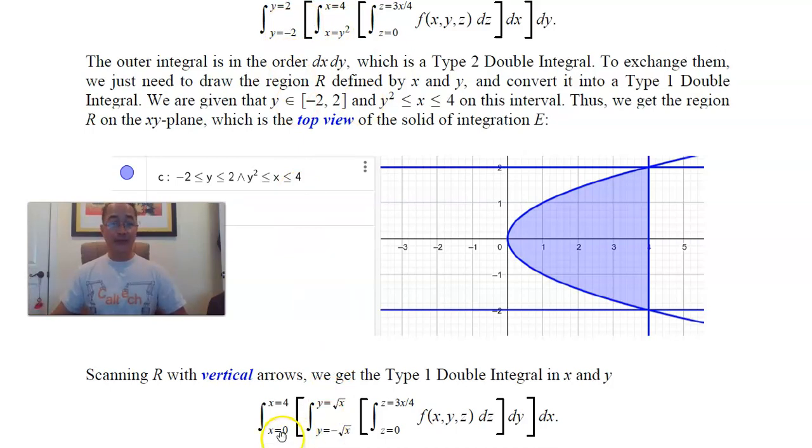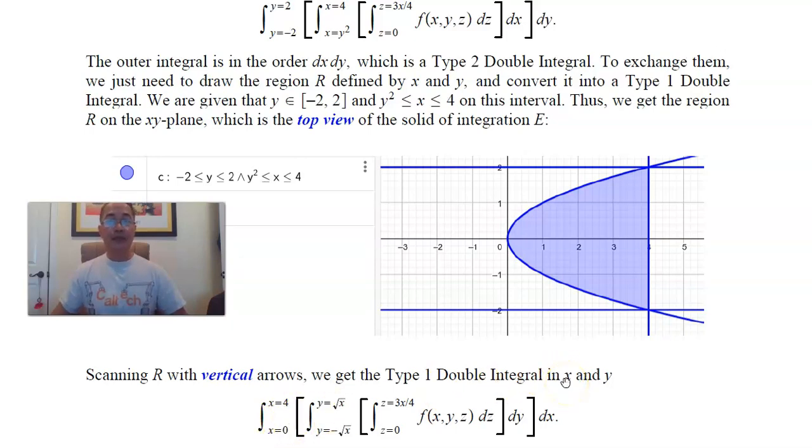It will not make any sense at all to have x equals y squared to 4 over here. What did I just say? The outer integral can only contain constants, numbers. You cannot have symbols on the right side of the variable in the outermost integral. Okay, you can only have constants.